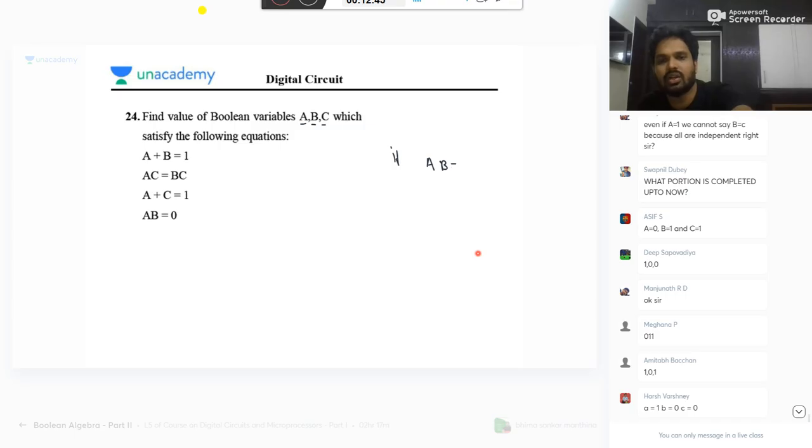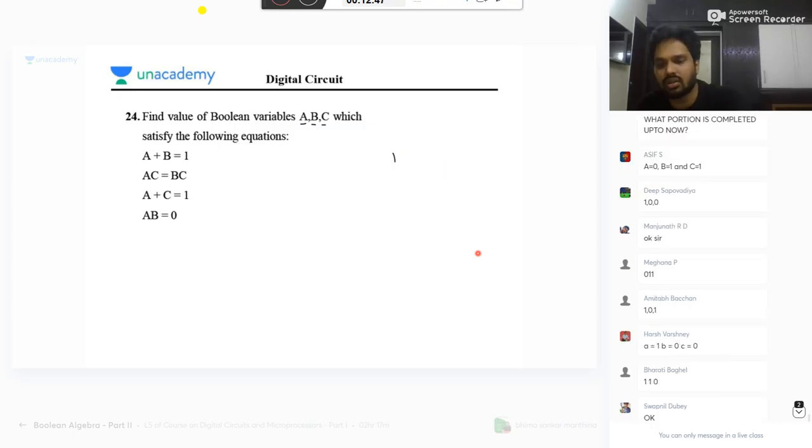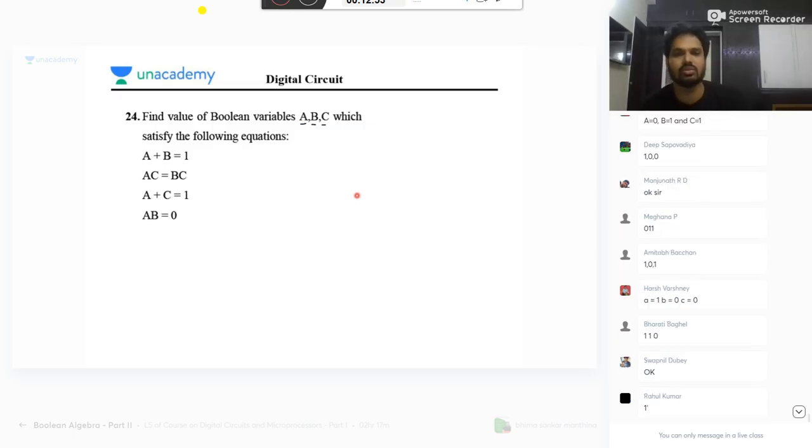Yes, if A is 0, it depends on BC values. There is no strict rule here. If A is 0, it depends on what your BC are. So leave that. Let's come to this question.